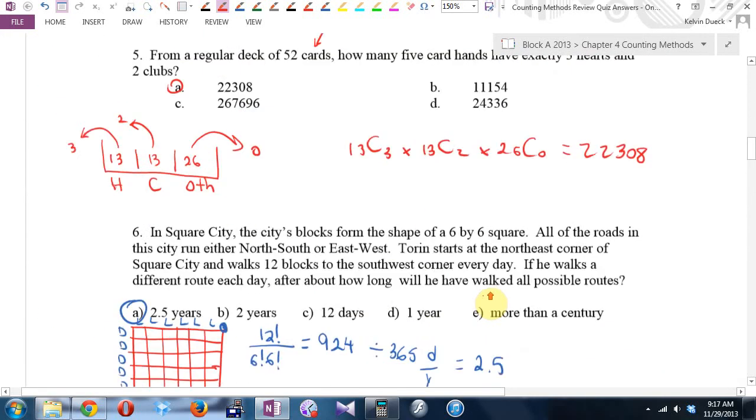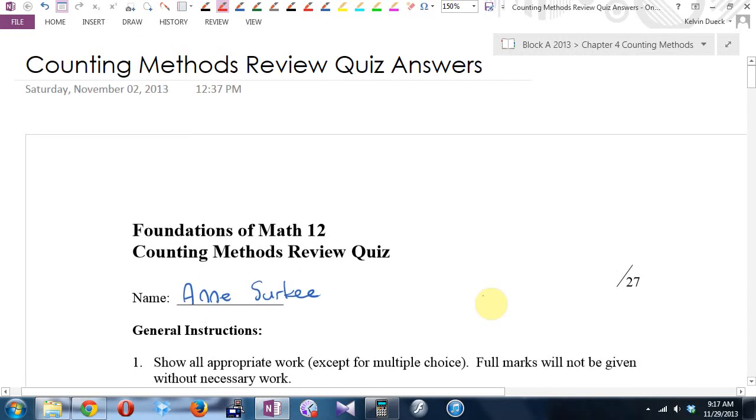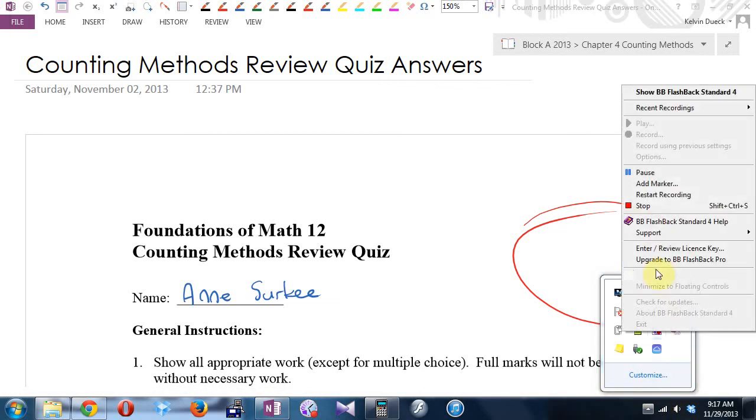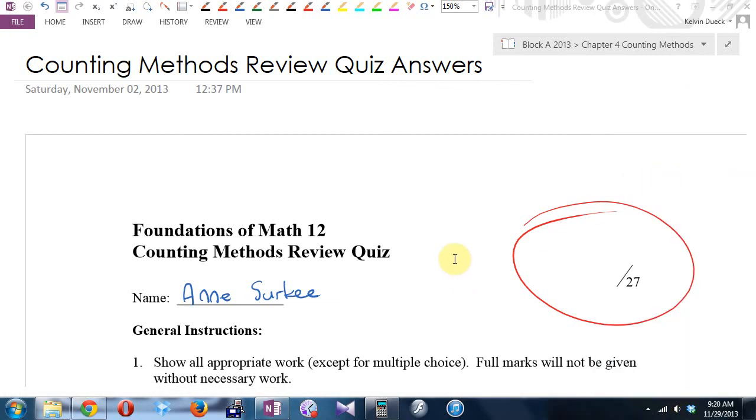Can you give yourself a score, please, at the top of this quiz out of, holy smokes, 27? Hey, we are finished the unit. Put that away.